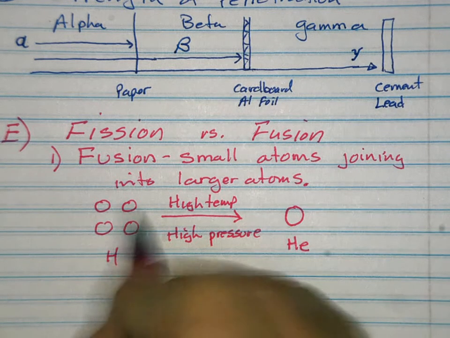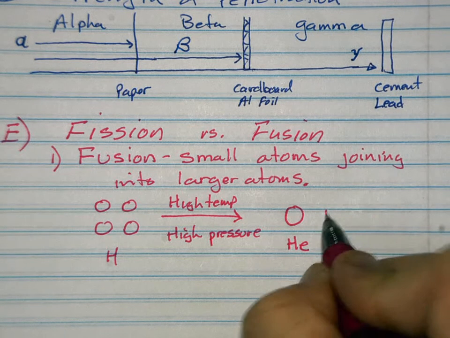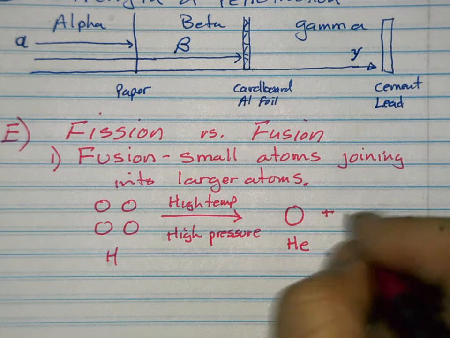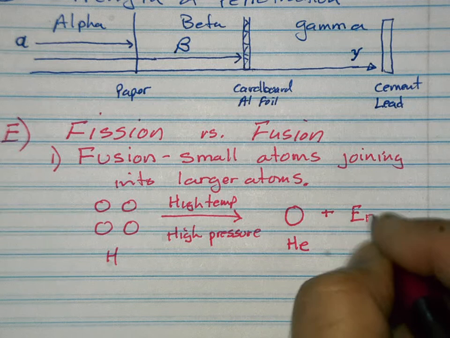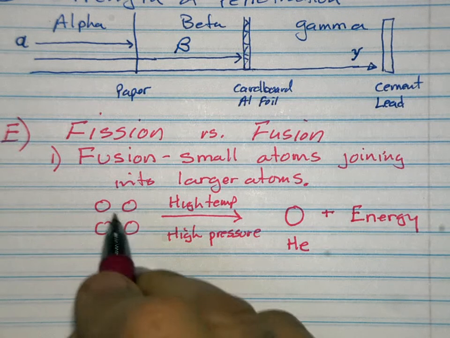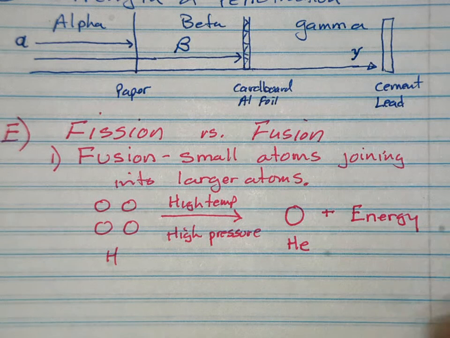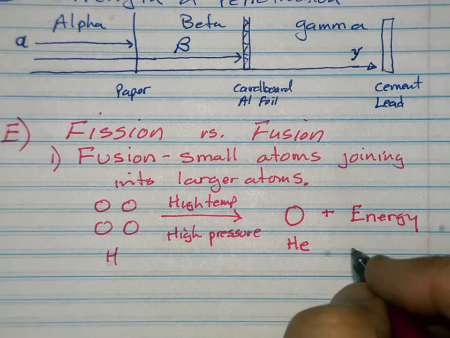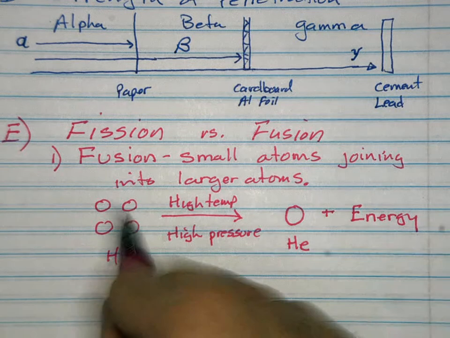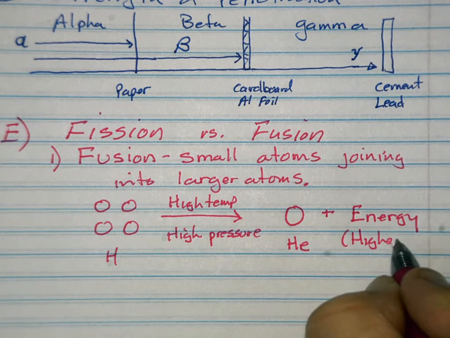Now, when all these particles are shoved together into helium, it's going to release some energy. So we're going to say plus energy. A little bit of the particles that were in here, the subatomic particles, get converted into pure energy. And with fusion reactions, these are the highest energy output.